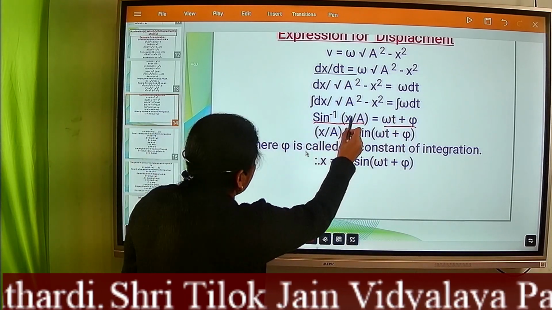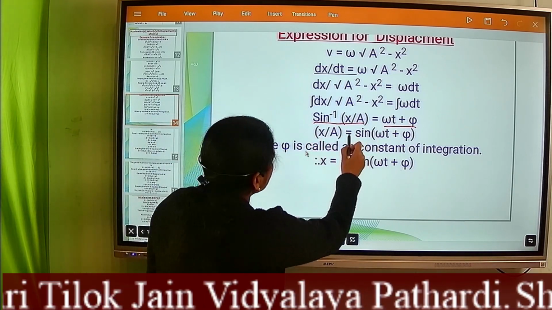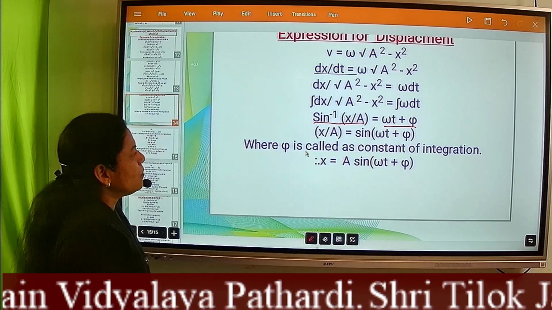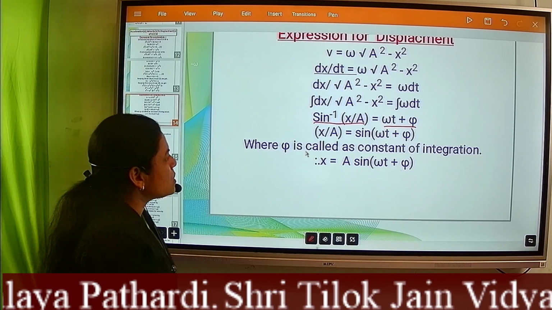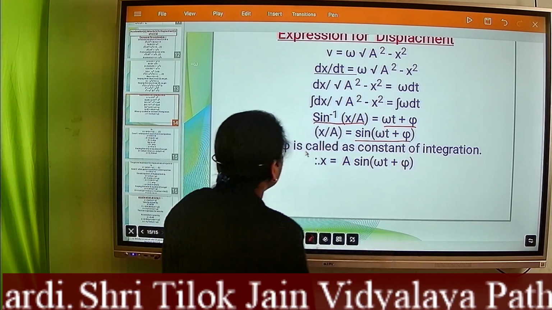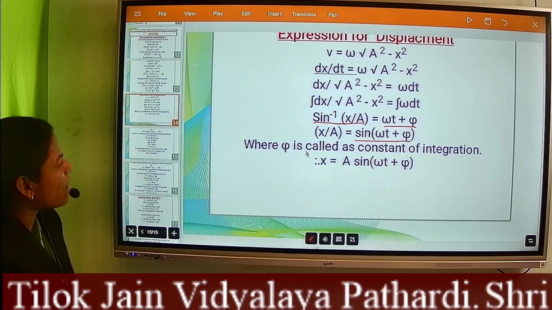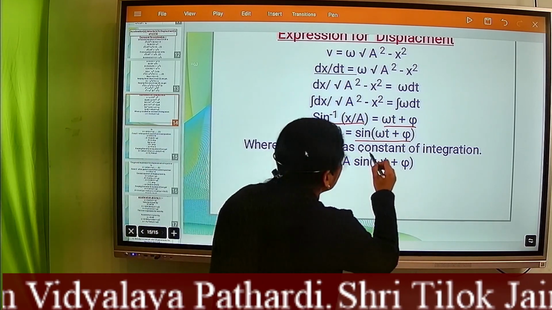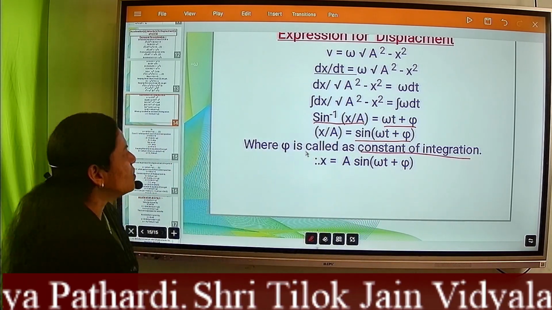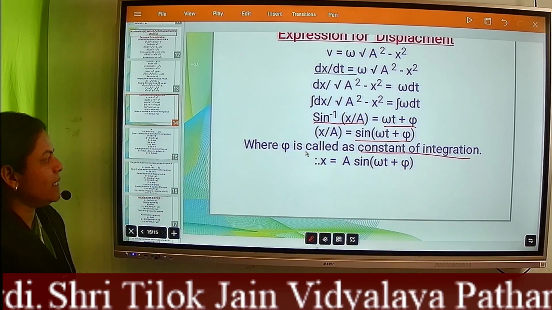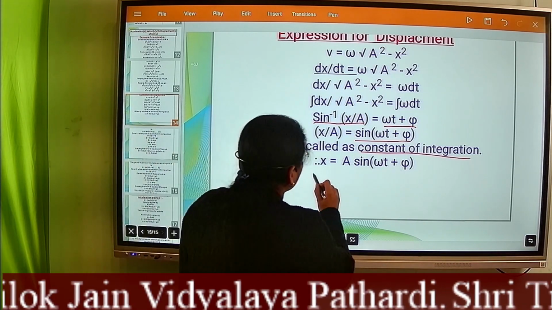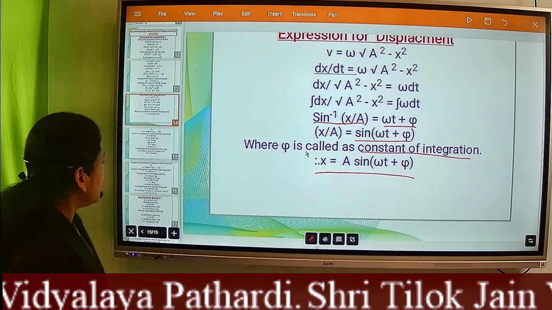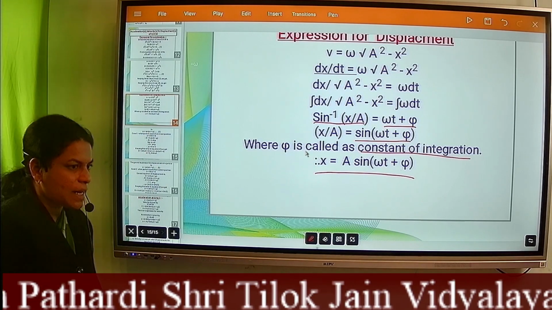Again, sine inverse of x by a is equal to omega t plus phi, so x divided by a is equal to sine of omega t plus phi, where phi is called the constant of integration. Therefore x is equal to a into sine of omega t plus phi, and this is the expression for displacement.